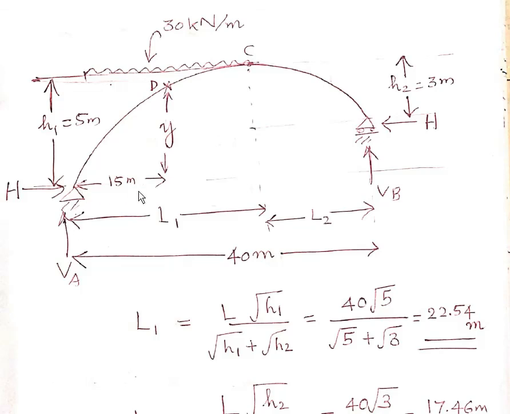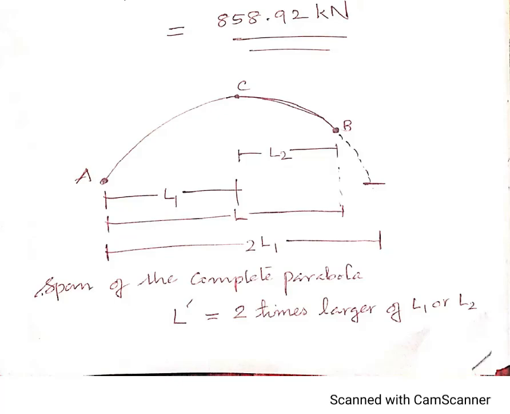The x coordinate of D is 15 meter, the value of x is 15 meter. Now we have to calculate the value of y. In this figure, the y coordinate of D we have to calculate for the calculation of the rest of the parameters. So to write the equation of this parabola, just see the points A, B and C. Just to write the complete equation of the parabola, just complete this parabola by drawing with the dotted lines.